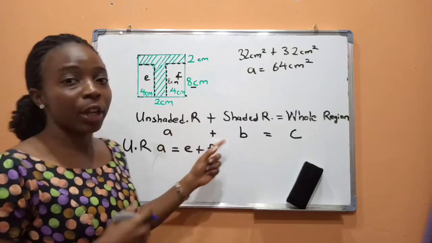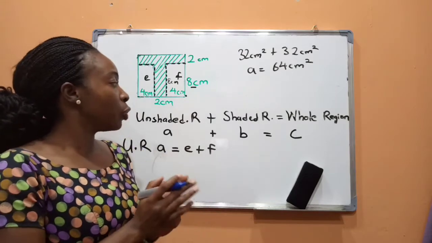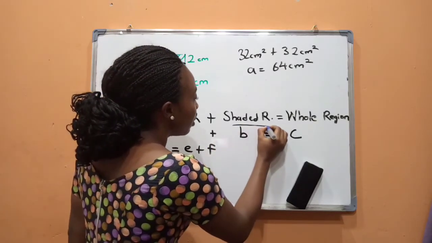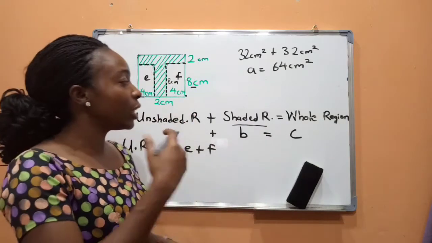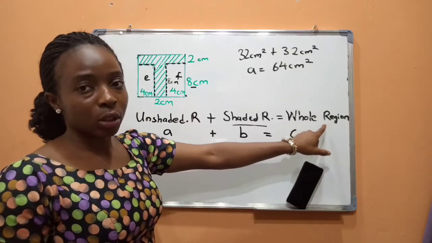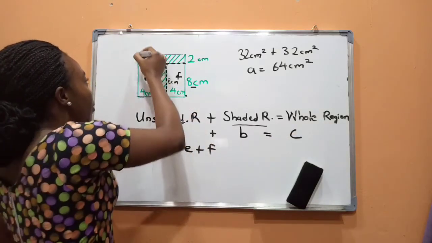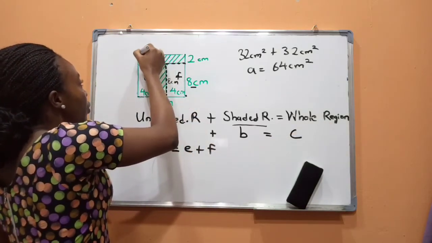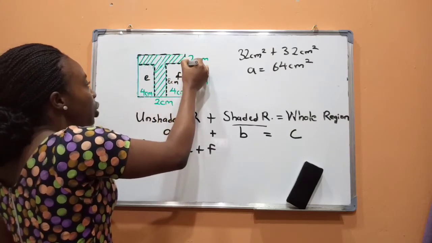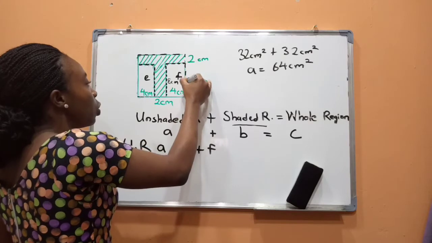Now that we found the area of the unshaded part, remember what we want to achieve is to find the area of the shaded part. Before we do that, let's solve for the whole region. Now, what is the area of the whole region? The whole region is this, okay? The entire shape. That's the whole region.